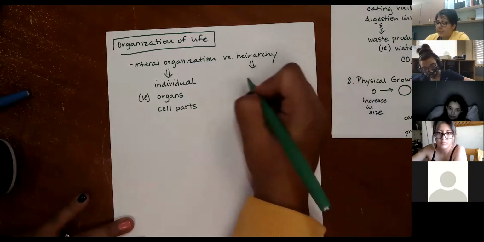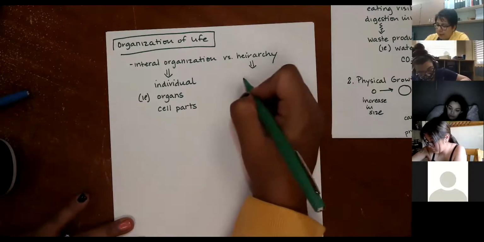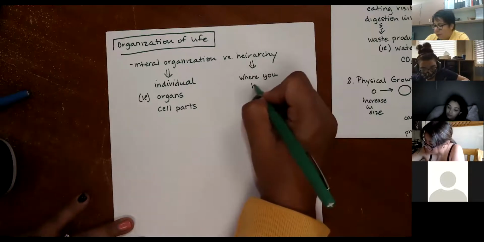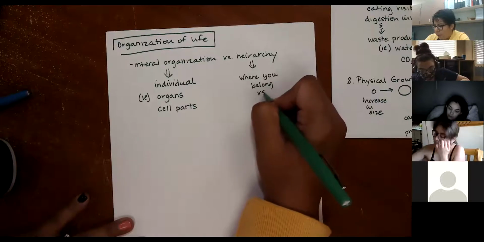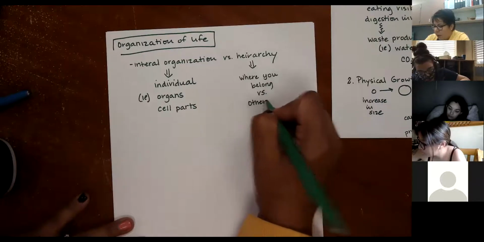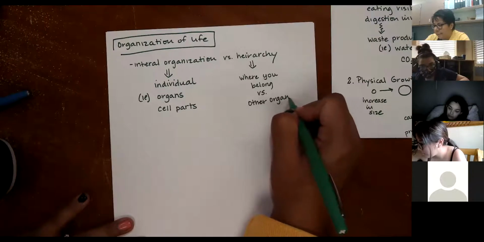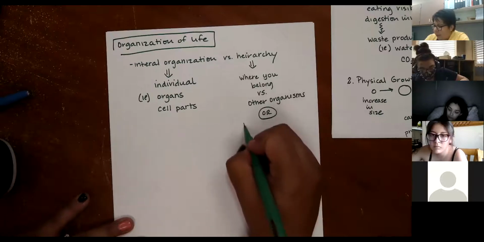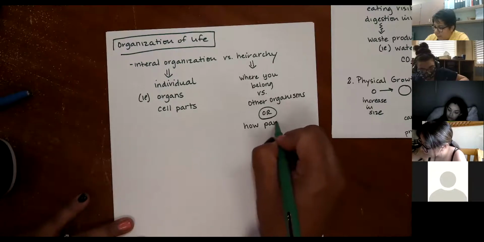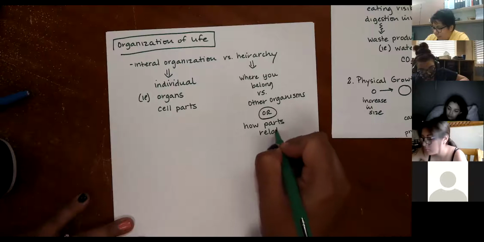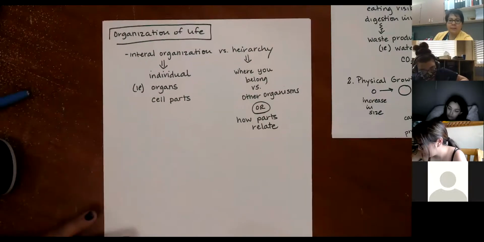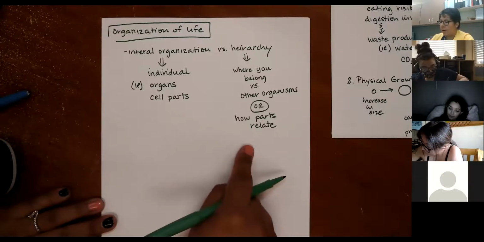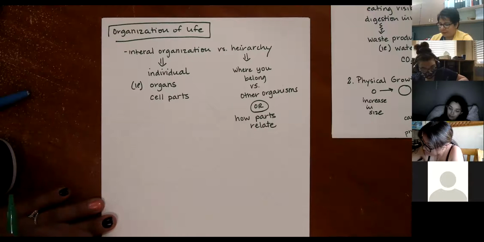Hierarchy means a level of organization, like where you belong versus other organisms, or how your parts relate. That's the difference. And once I give you the hierarchy, you'll probably get it.